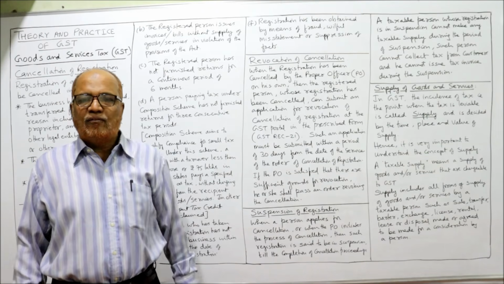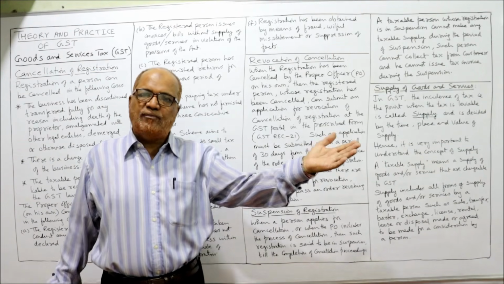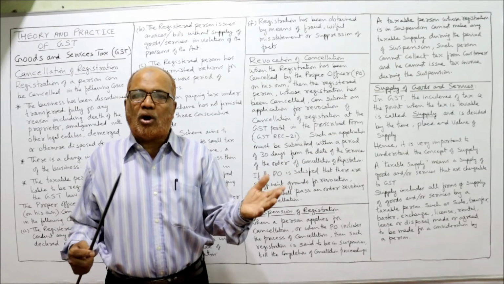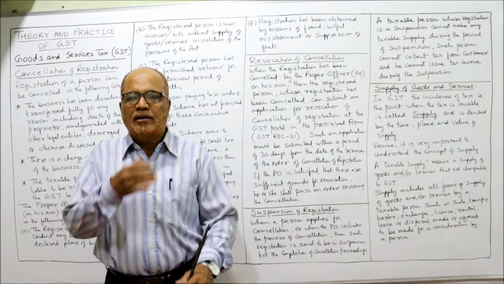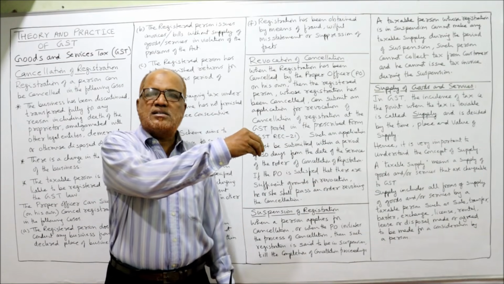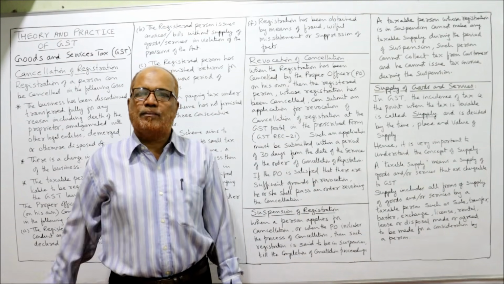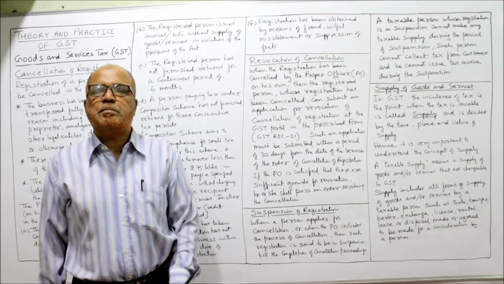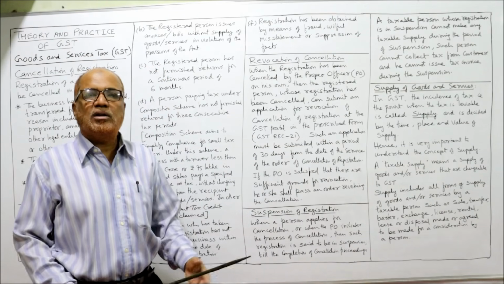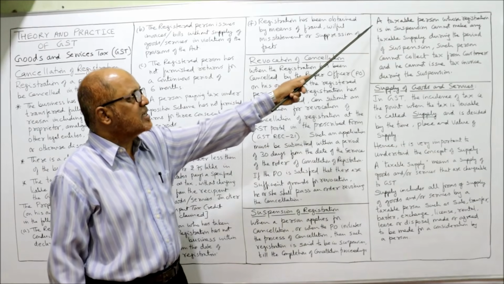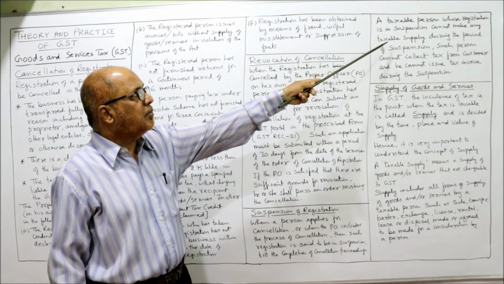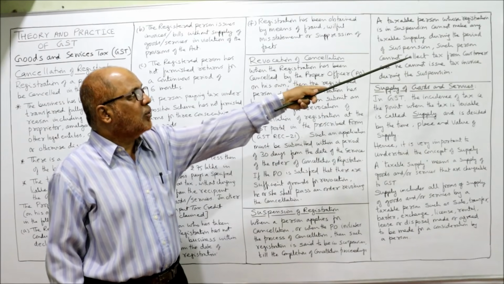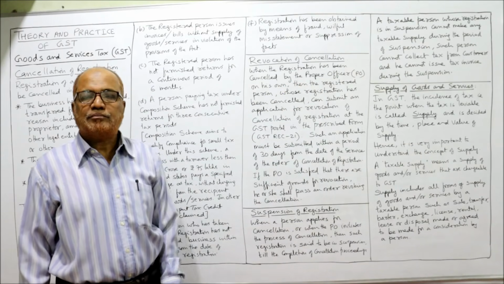There is a suspension period. For example, the person has applied for cancellation, but the cancellation order has not yet been passed. Still, when he applies for cancellation, it is called suspension. So during the period of suspension of registration, what is the consequence? A taxable person whose registration is under suspension cannot make any taxable supply during the period of suspension.